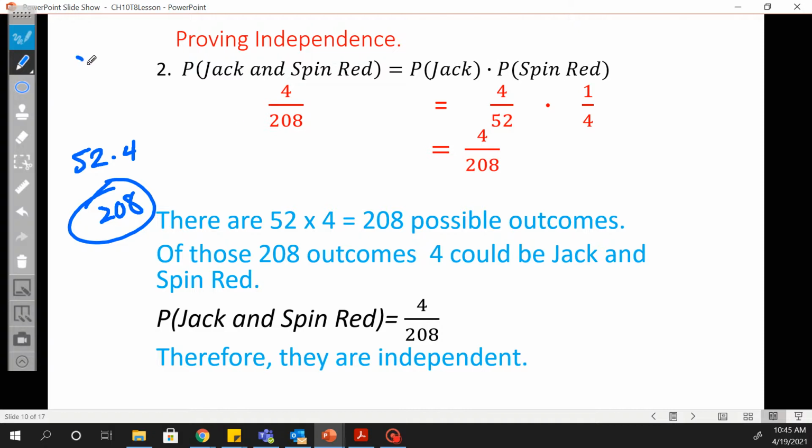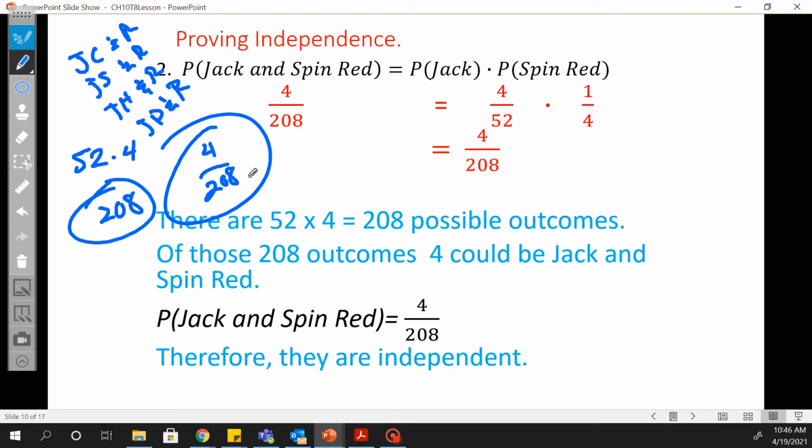Okay, you could have the jack of clubs and red. You could have the jack of spades and red. You could have the jack of hearts and red, or you could have the jack of diamonds and red. So there's 4 different possibilities out of those 208 that could be jack and spin red. So we know that the real probability of jack and red happening is 4 over 208.